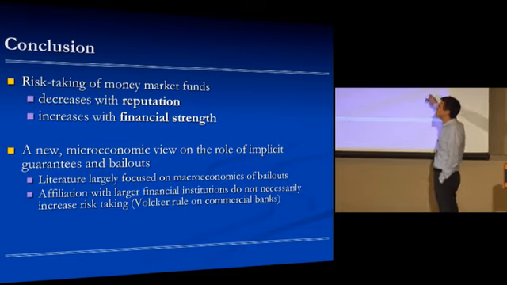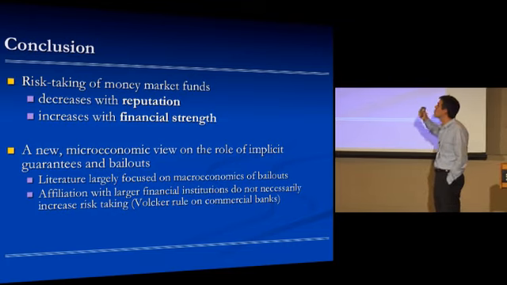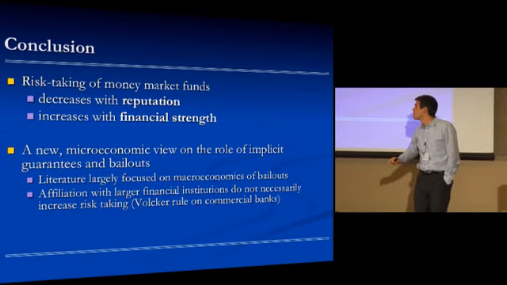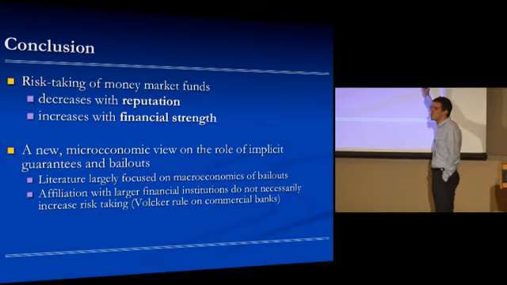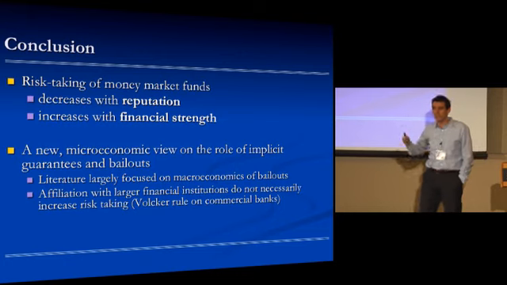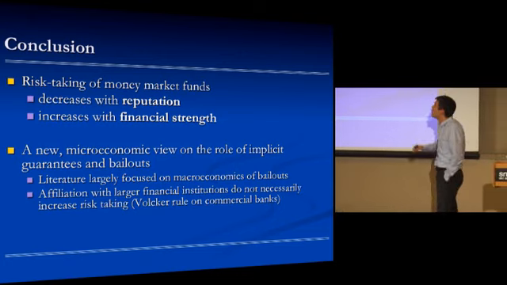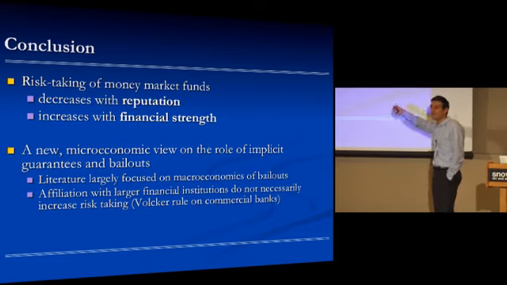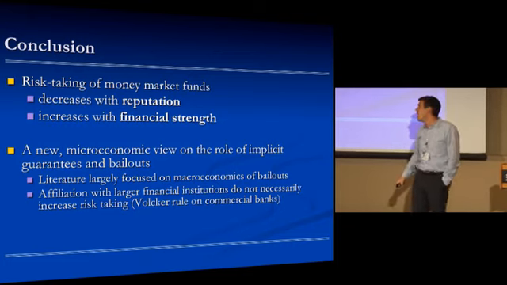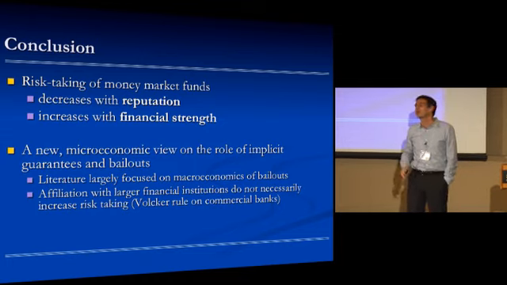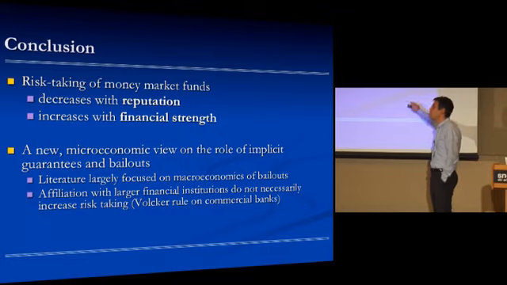And maybe one way to think about it is this is sort of a more microeconomic view on the role of bailouts within the private sector. So far, the literature largely focuses on the macroeconomics of bailouts, in particular the government, and there we mostly think about the moral hazard problem. Here we find that both reputation and financial strength play a role if you think about bailouts within companies. And that means, sometimes, it depends on financial strength and reputation. Actually, affiliation with a larger financial institution does not necessarily increase risk-taking, as some of the policy proposals suggest.